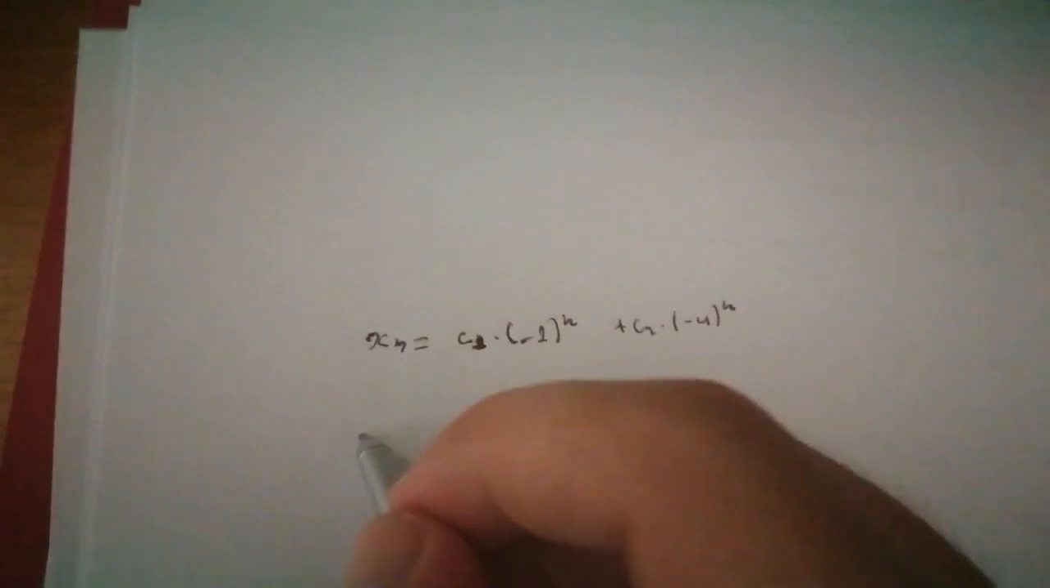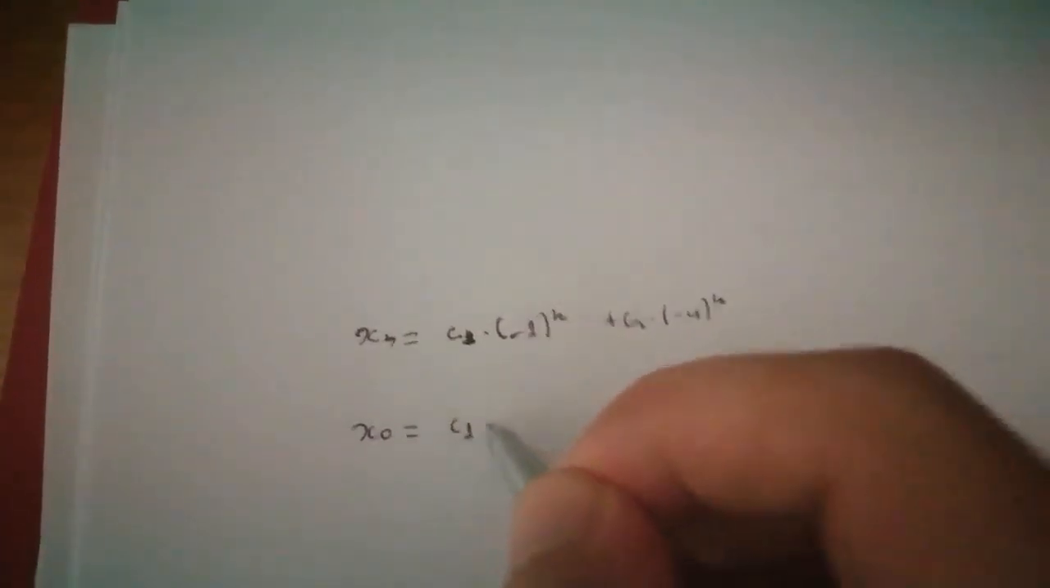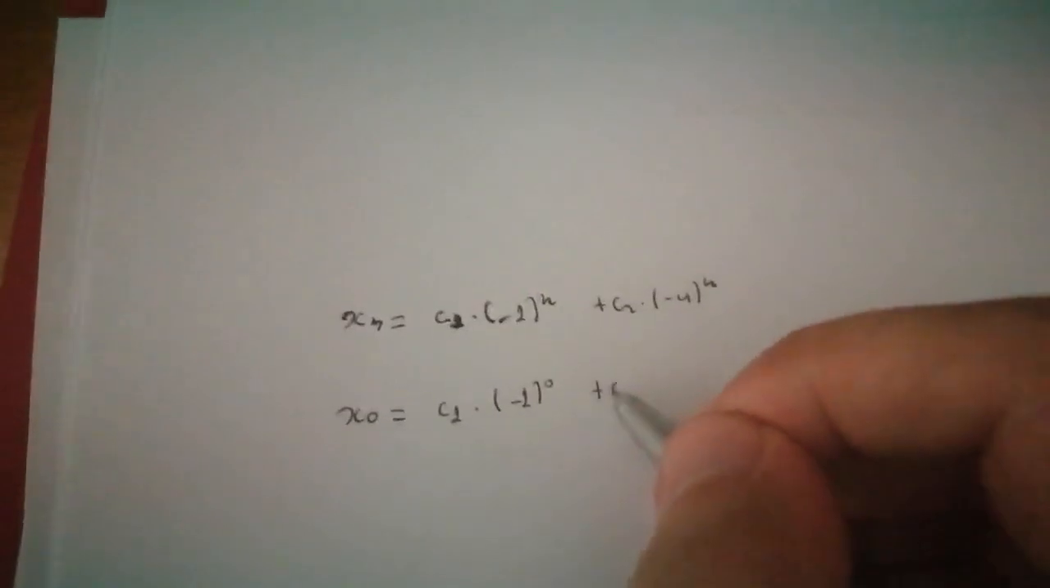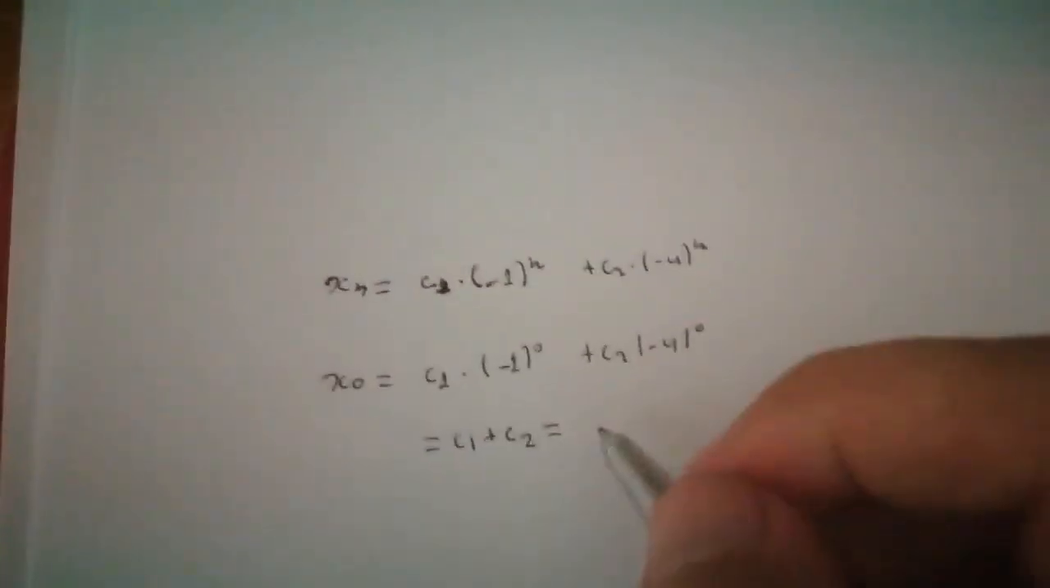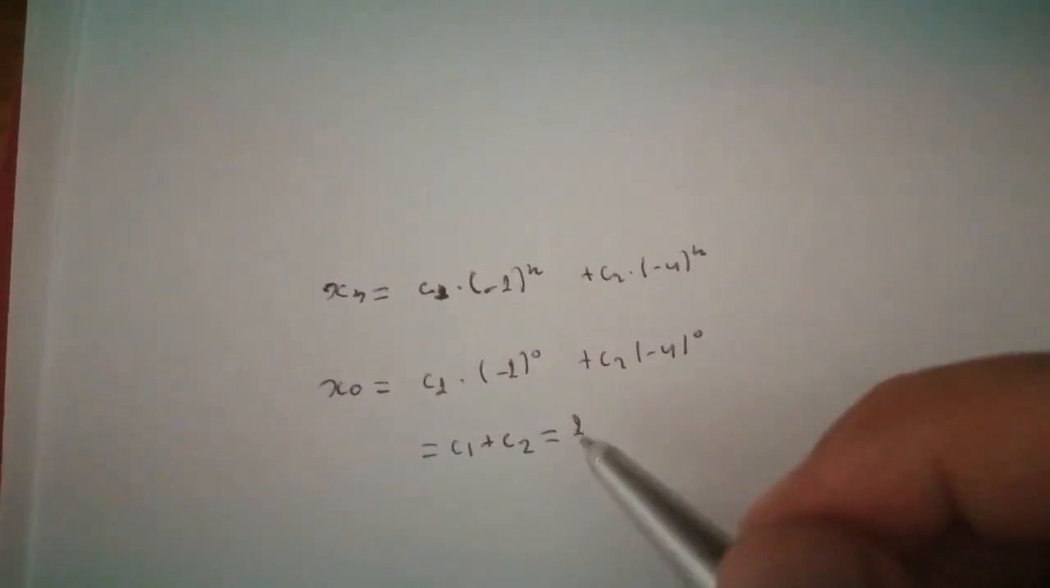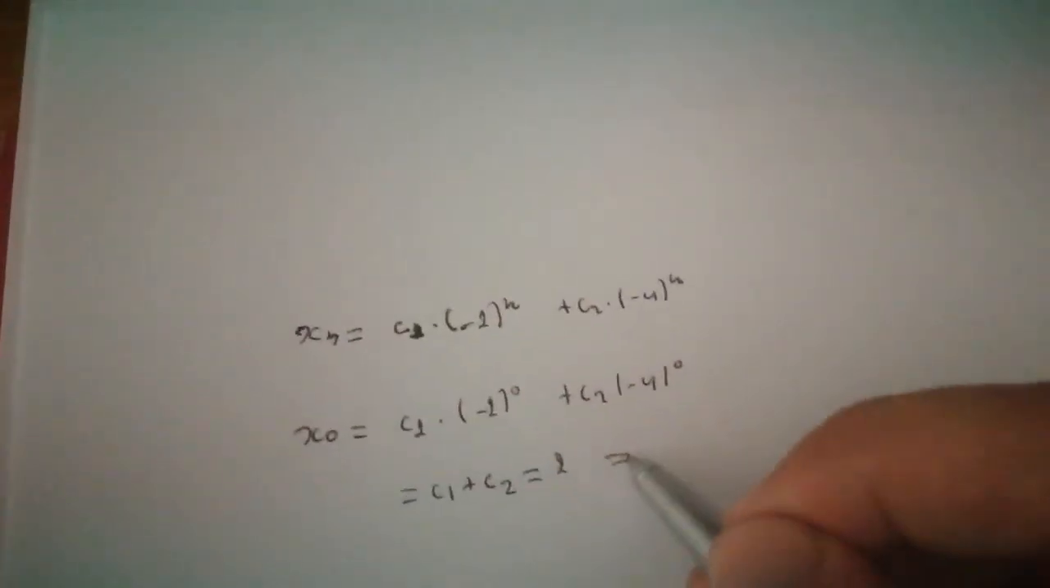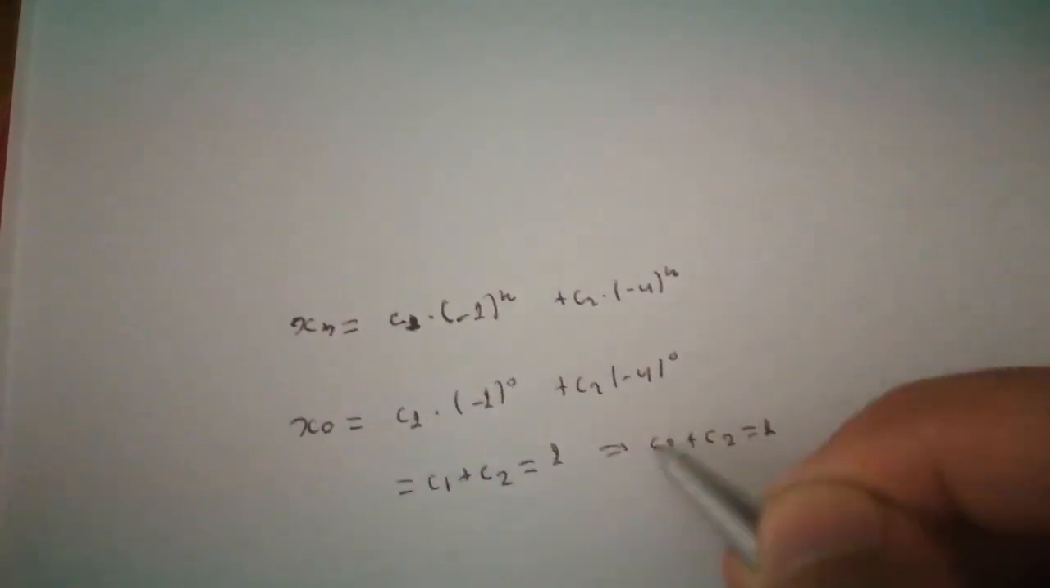So let's rewrite a bit what x_n is. So it's c1 times minus 1 to the power of n plus c2 times minus 4 to the power of n, this relation here. So x_0 is c1 times minus 1 to the power of 0 plus c2 times minus 4 to the power of 0, and x_0 we know from the initial conditions is equal to 1, so we obtain this relation over here: c1 plus c2 is equal to 1.